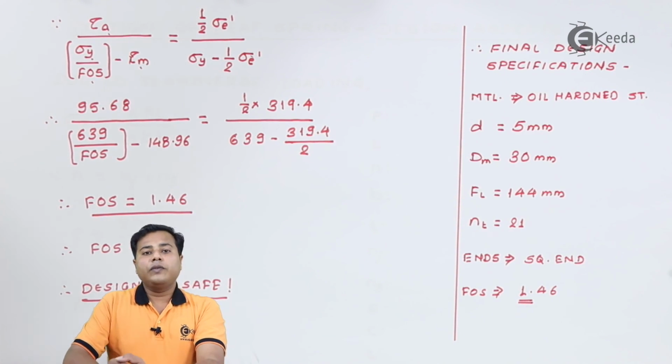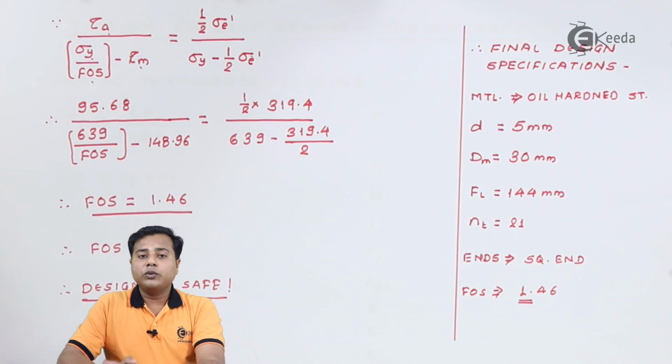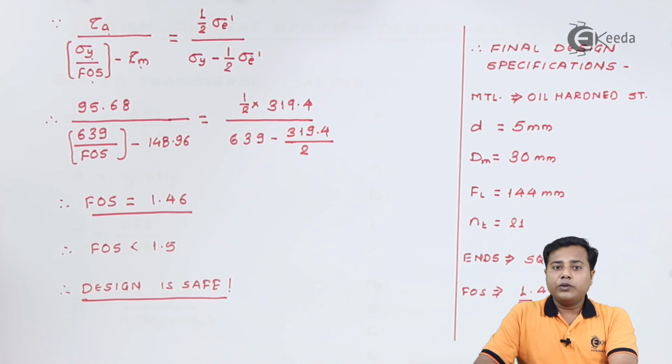So there we finish with the numerical, where we had assumed the index factor of the spring is equal to 6, and accordingly for the selected material, that was oil hardened steel, we have found out the wire diameter is 5 millimeter, and the rest of the parameters were found safe. So that was from my side. Next time we'll be looking at the design aspects of leaf spring.